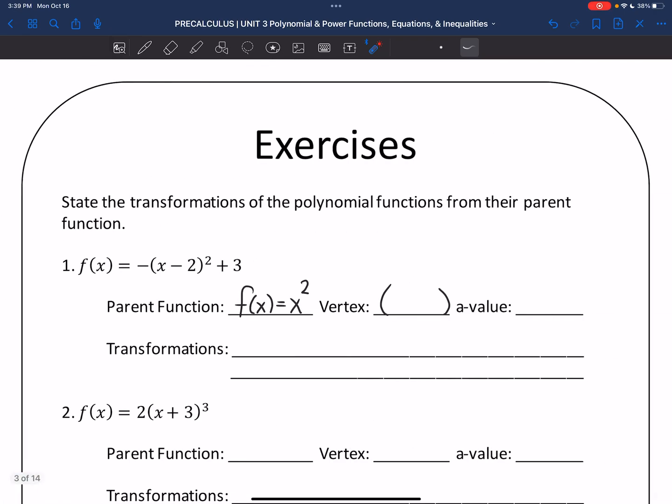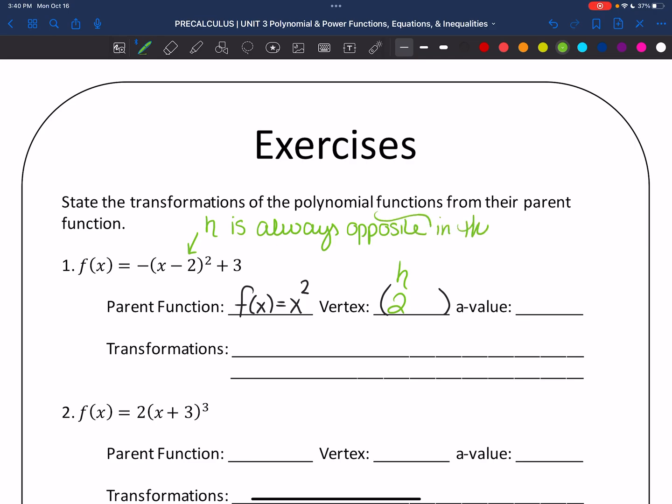So what is that? That is going to be 2. It's going to seem opposite. Notice here, it's not a negative 2, but this h value, h is always opposite in the function form. So when it's written in function form, it looks opposite. It looks like the opposite of what is our vertex value.